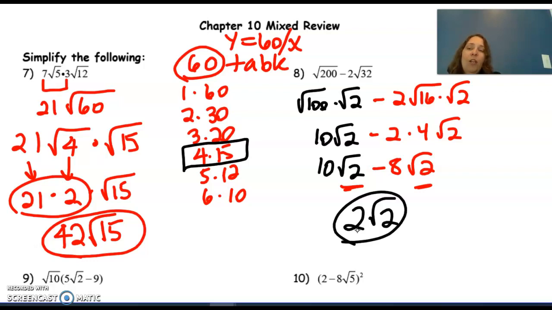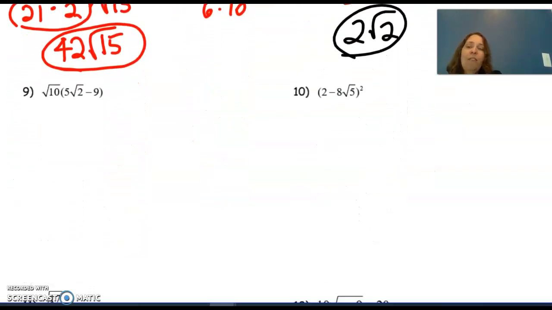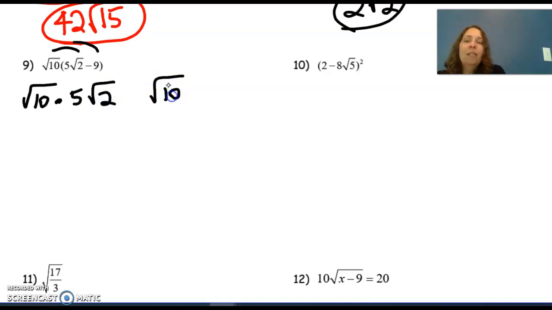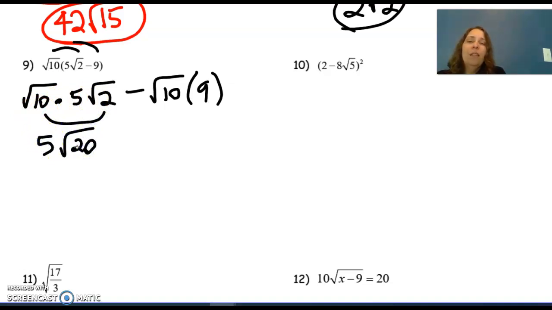In number 9, we're going to go ahead and distribute. So we have the square root of 10 times 5 root 2 minus 9. This is really just taking it one step at a time. So we have radical 10 times 5 root 2, and then we have radical 10 times, we have a minus 9, so I'm going to put the minus out in front here, and then the 9 there. All right, taking a look at this. This first part of number 9 is a lot like what we did in number 7. We have multiple radicals there, so go ahead and bring them together. This becomes a 5 out front and a radical 20 underneath.